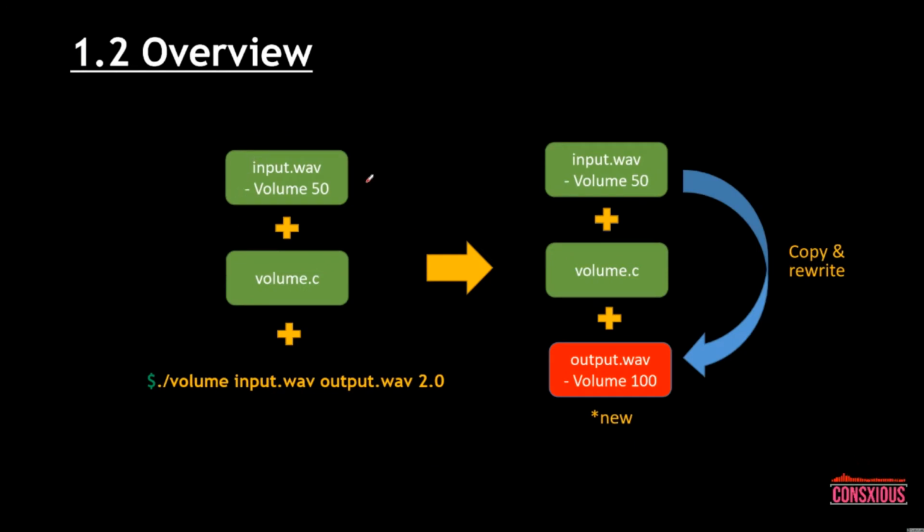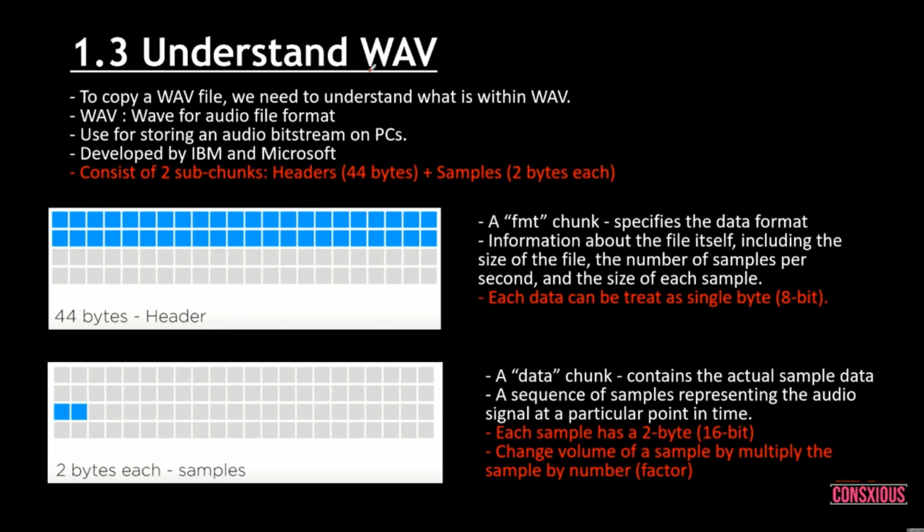So we have the input.wav, volume 50 for example. So we have the program. Then basically we need to key in a command line. From here it will create another file. You can see here this is 2.0, so the volume is times 2. Basically, it just copies some of the data here and rewrites it to create a new wave file, output.wav. So to copy a wave file, we need to understand what is within the wave.